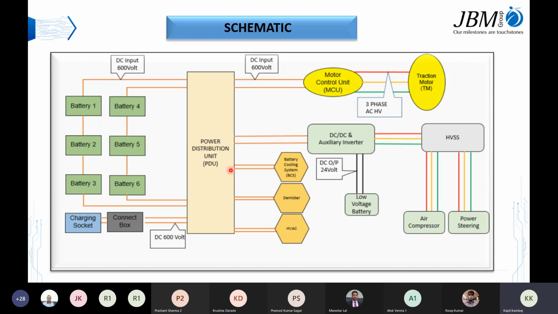Kapil, hello. Just want to know how BCS gets the high voltage. High voltage is directly coming from the PDU. Means the DC input is directly coming from the PDU. So there is no requirement of HV or BCS. No, that is a high voltage which is coming directly from the PDU.